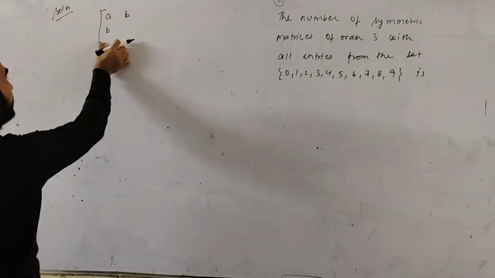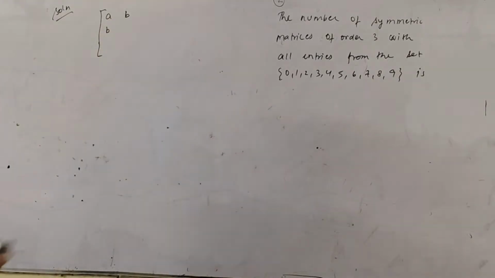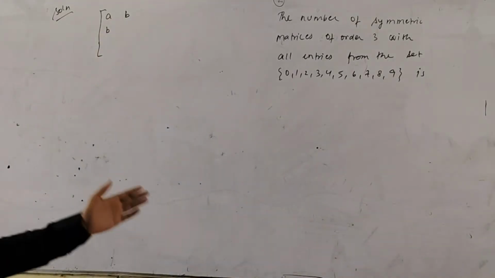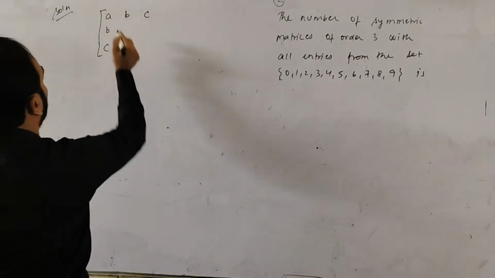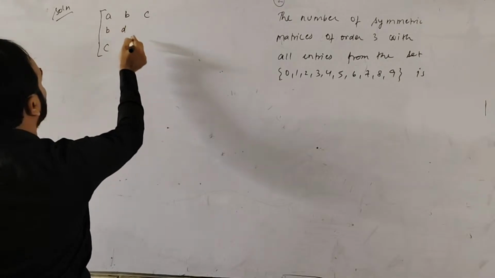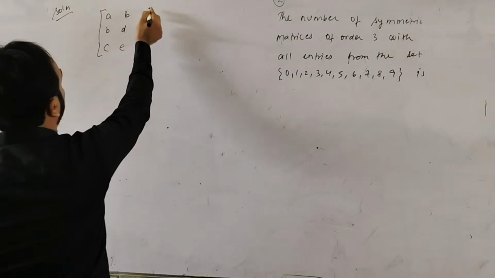If you are writing it as B, so this will be B and B. These two entries should be equal. And then this part C and this should be C should be equal. Now this you can name it as D. This and this is E, so this will be also E and this is F, right?